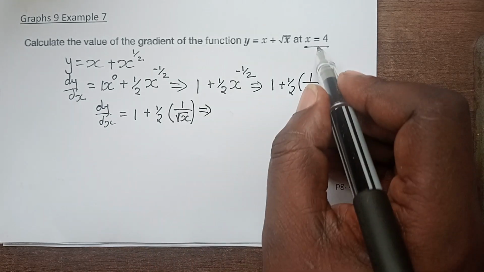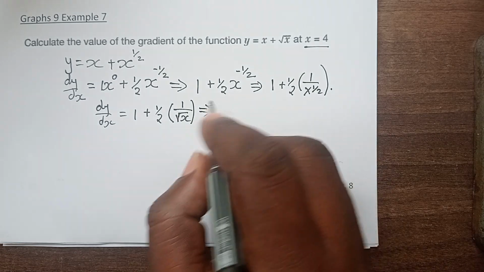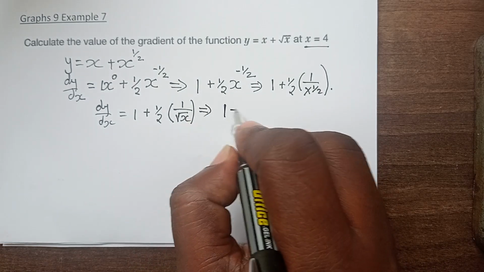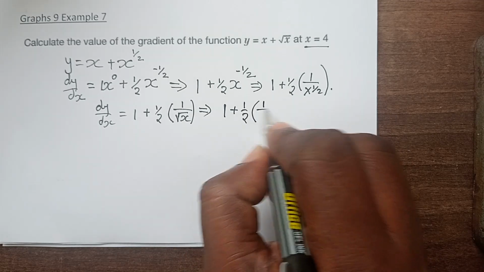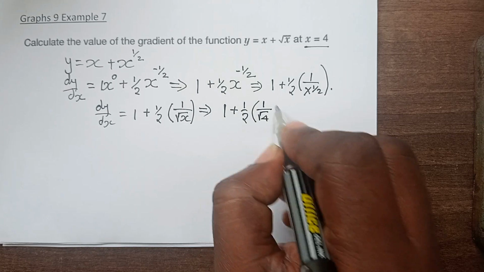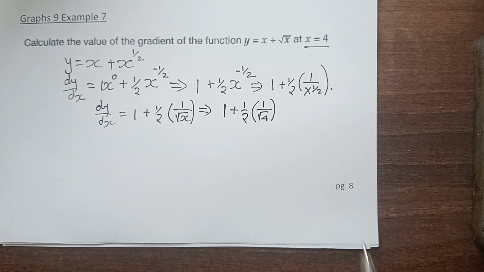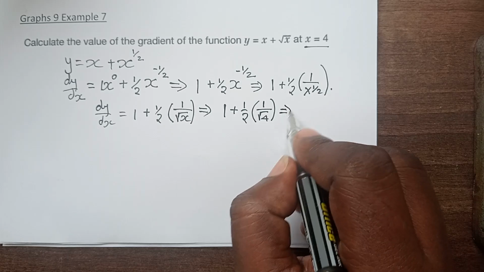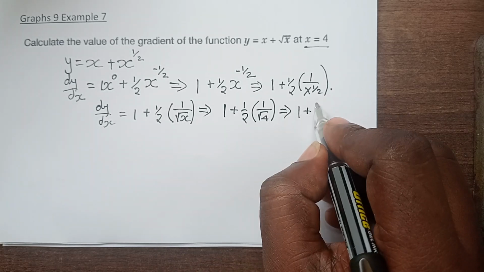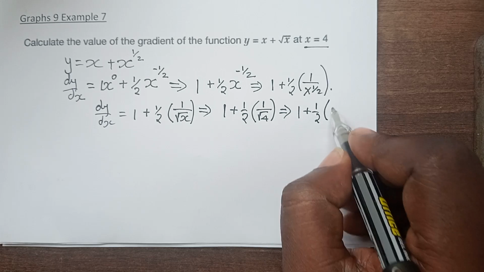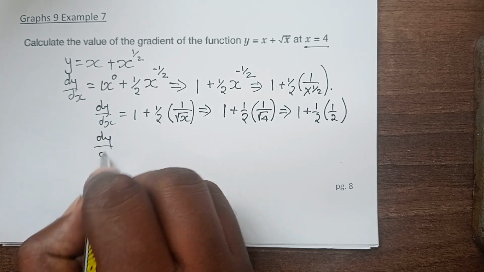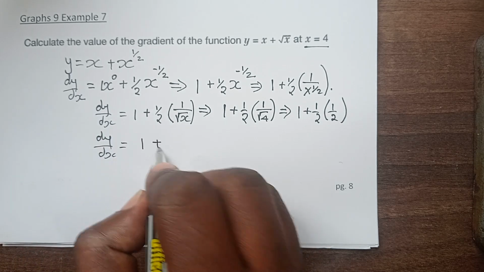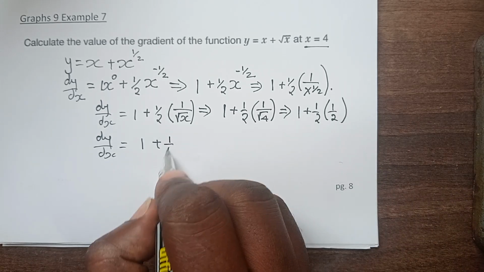But x is equals to 4, so we are having our dy dx being 1 plus a half multiplied by 1 over the root of 4, which we know is actually 2. So this continues to give us 1 plus a half multiplied by a half, because 1 over the square root of 4 is a half, meaning that our dy dx is 1 plus a half times a half, which is a quarter.